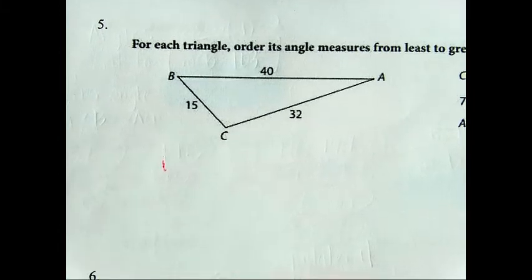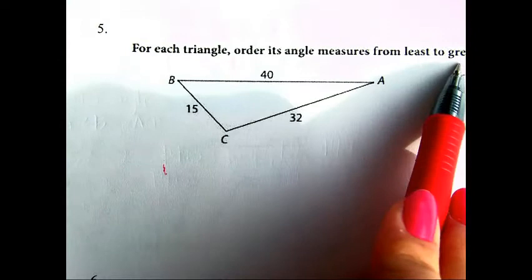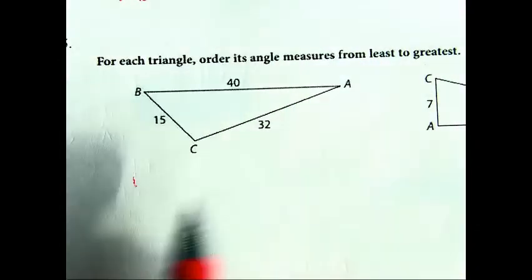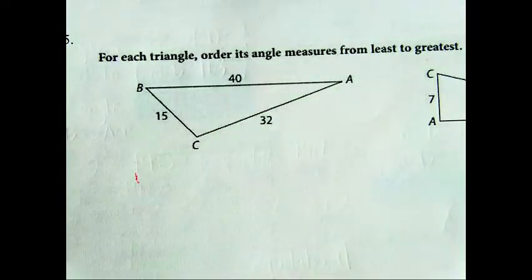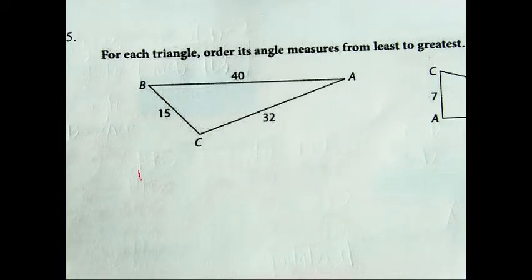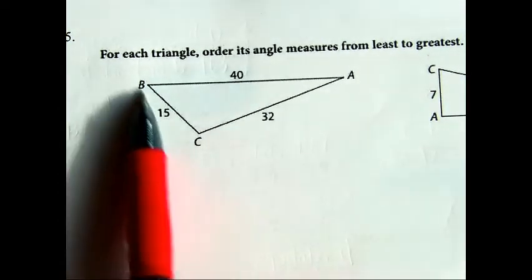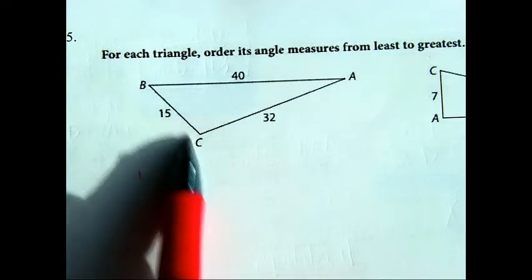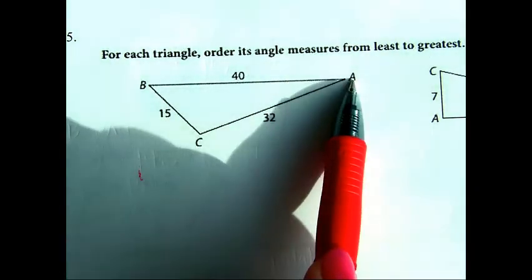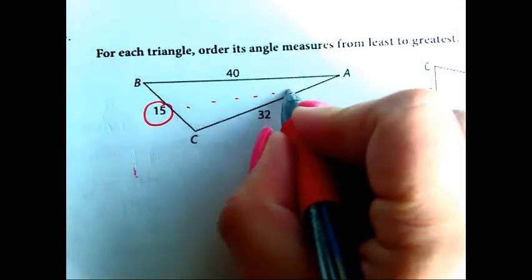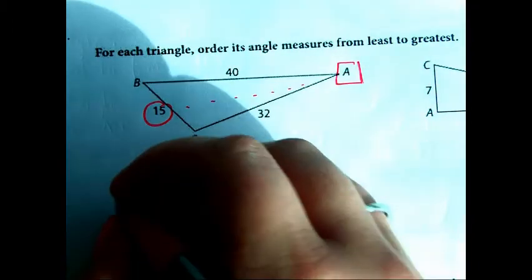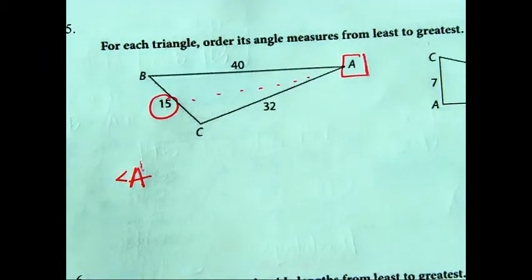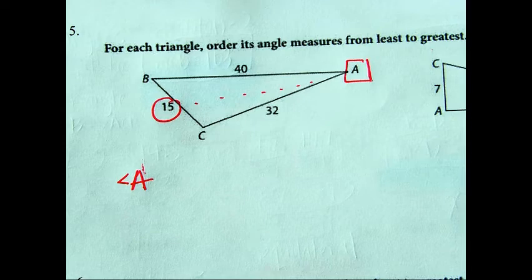On number 5 here, for each triangle, order its angle measures from least to greatest. So in this picture here, what we want to look at is the smallest side. So if I have 40, 32, and 15, 15 is my smallest side. My smallest angle is going to be opposite of that side. So BC, opposite of BC is angle A. So if this is my smallest side, A is my smallest angle. So angle A is my smallest angle.